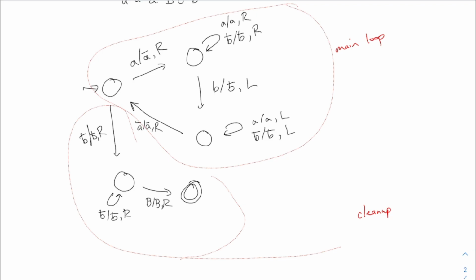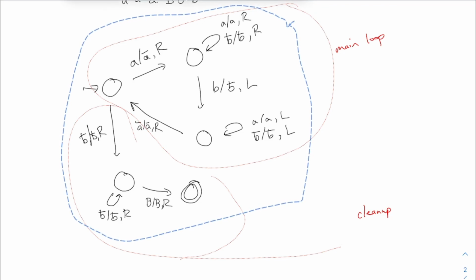Any thoughts about that? This is the basic Turing machine for A to the n, B to the n. One thing that this immediately tells you is that you can do non-regular languages on a Turing machine, right? A to the n, B to the n is a non-regular language, so Turing machines definitely are more powerful than NFAs and DFAs, although you probably guessed that anyway.